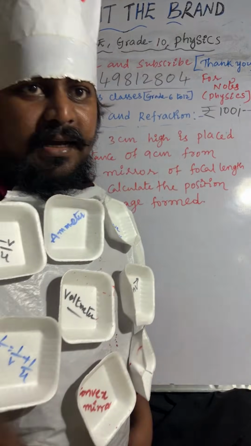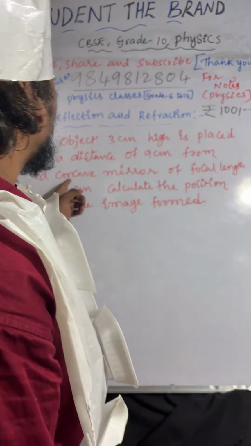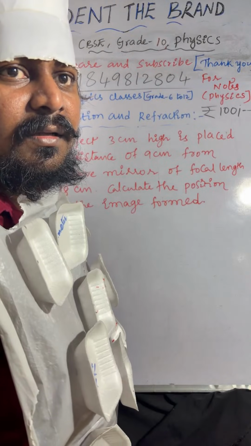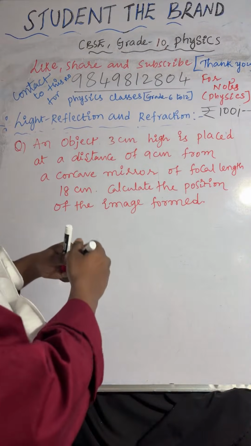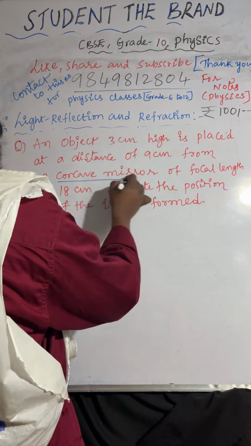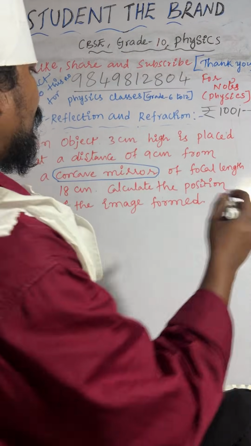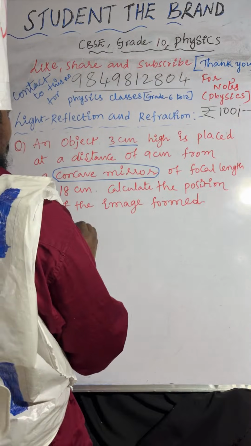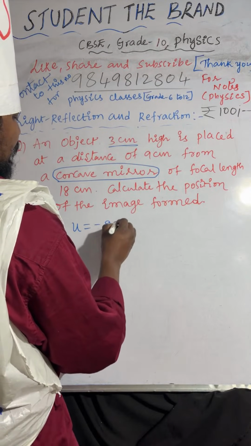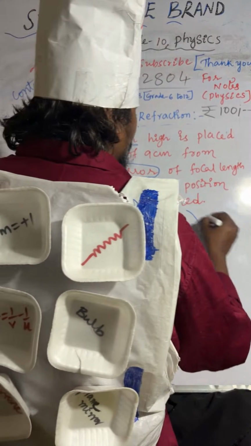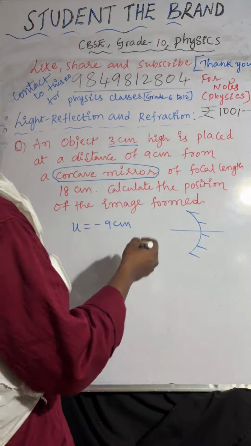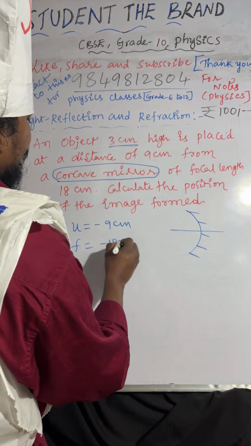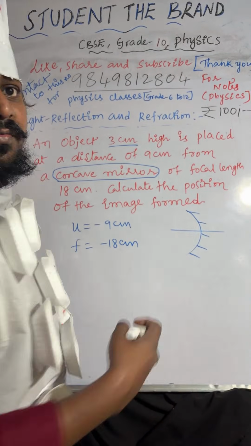So here you can see they already mentioned it is a concave mirror. Was it the convex mirror? Here it is already mentioned, right? It is a concave mirror. An object 3 centimeter high is placed at a distance, so object distance is equal to 9 centimeter. Anyway, a concave mirror is like this. The object is placed in front of the mirror, and the focal length is minus 18.